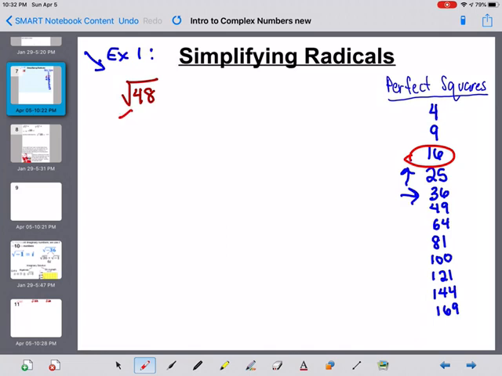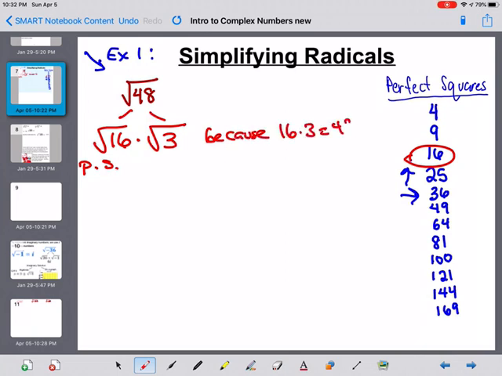So the way I break it down is I'm going to draw two little arrows and make two square roots. I always write the perfect square in the first one, so that's the 16. When I divided 48 by 16, I got 3, so I put the 3 here. Put a little times sign in the middle, because 16 times 3 equals 48. Okay, so this makes sense.